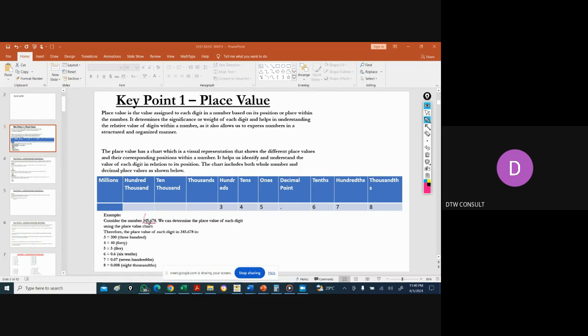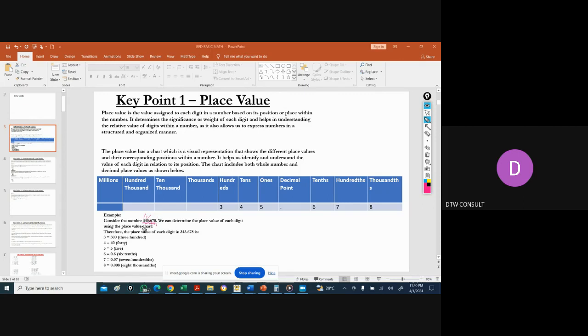We need to know the magnitude, the value, that's the weight of each number. What is the weight of 3? What is the weight of 4? What is the weight of 5? And what is this 678 after the decimal point? You should know that the weight is always greater before the decimal point, but after the decimal point, it reduces more and more.